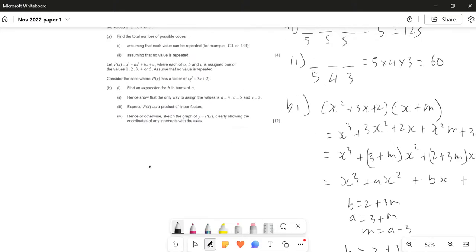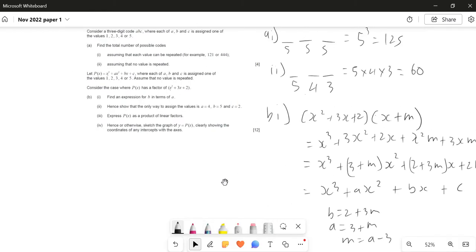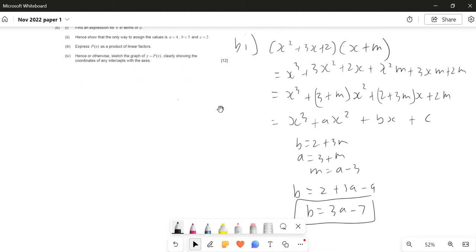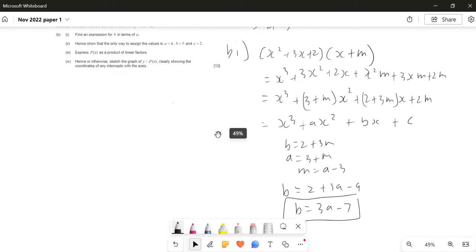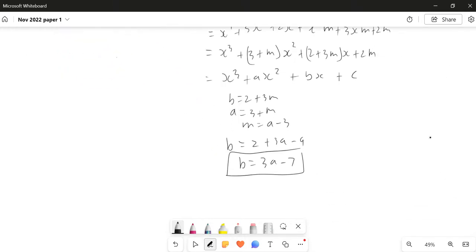Hence show that the only way to assign the values is a equals 4, b equals 5, and c equals 2. So just to remind, the only possible values are 1, 2, 3, 4, or 5. I would just substitute it all in and see which one actually works. So first, our c equals 2m, which equals 2 times a minus 3, which is 2a minus 6.